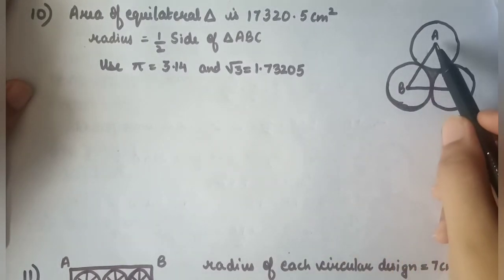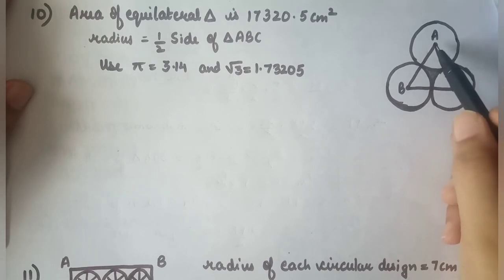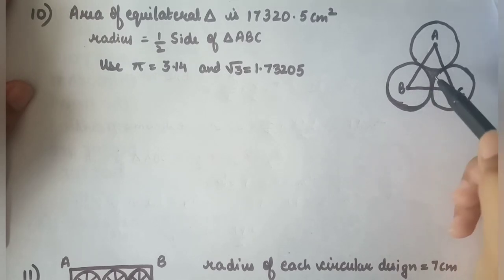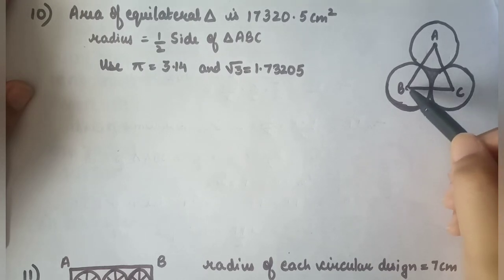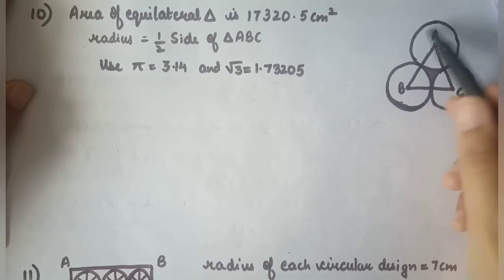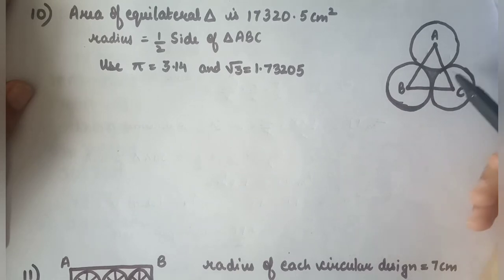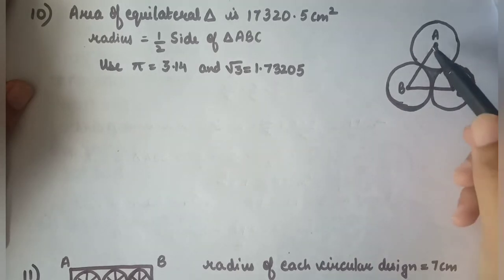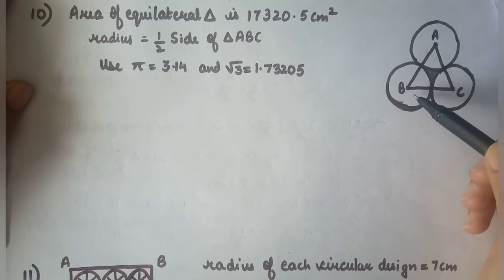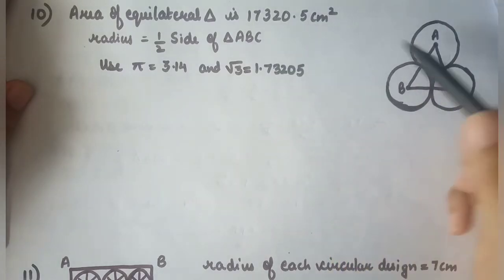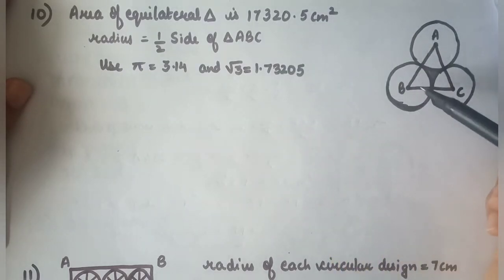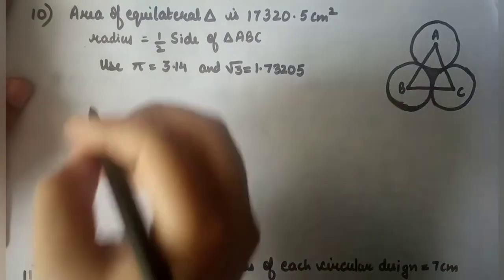Now you can see clearly that area of the shaded region is equal to area of triangle ABC minus area of these 3 sectors. You can see that these 3 are the sectors of the given circles. But we don't know the side of the triangle, but we know the area. So with area we can find out the side of the triangle. So let us first find out the side of the triangle.